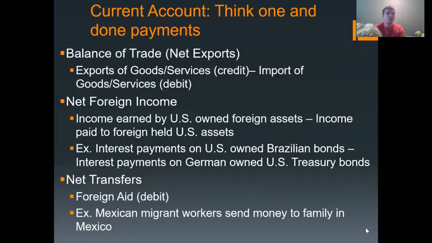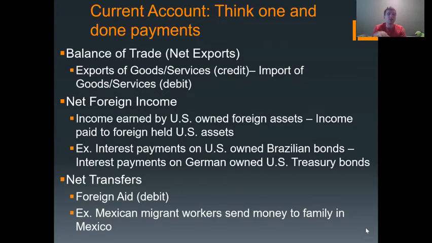Because once again, think which way the money is going. If the money's coming in, it's a credit. If the money's going out, it's a debit. Net foreign income. So income earned by U.S. owned foreign assets. So this is income paid to people who are in your home country from an asset in another country.